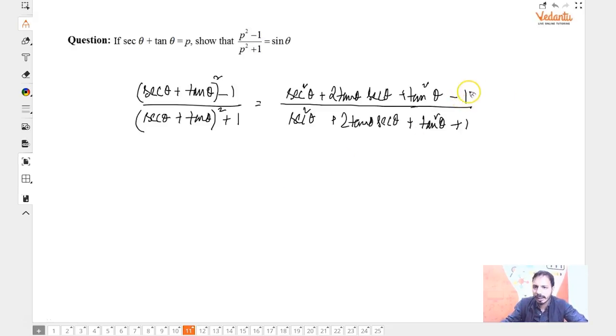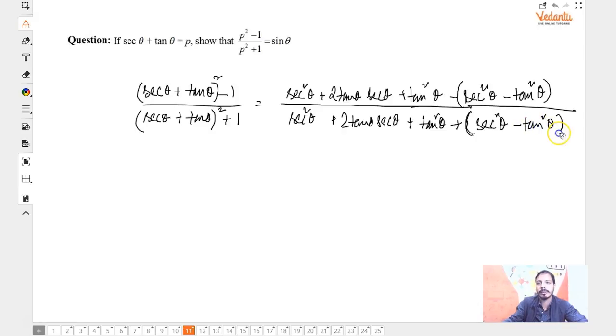So in place of this 1, can I write it sec square theta minus tan square theta? Can I write it? And here also I'll write the same thing, sec square theta minus tan square theta. Right? So now if you see this, this will come out and this will become plus, and this will come out, this will remain as minus. So now this and this cancel, and here this and this cancel.